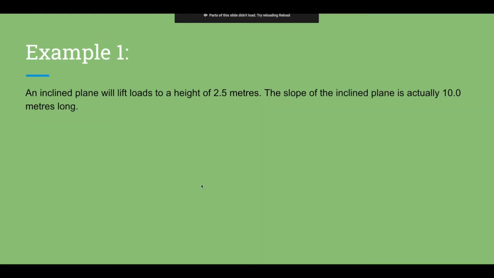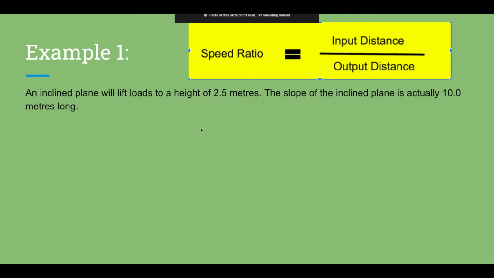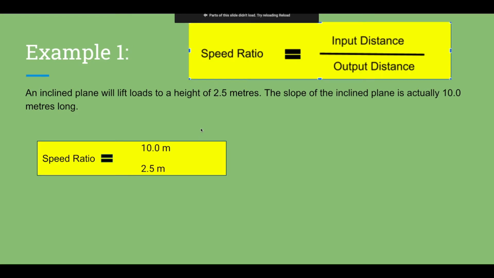So the inclined plane will lift loads to a height of 2.5 meters. The slope of the inclined plane is actually 10 meters long. So we are using the speed ratio. The input is going to be that 10 meters long, right? And the output is the 2.5 meters. And when we calculate that, the speed ratio is 4.